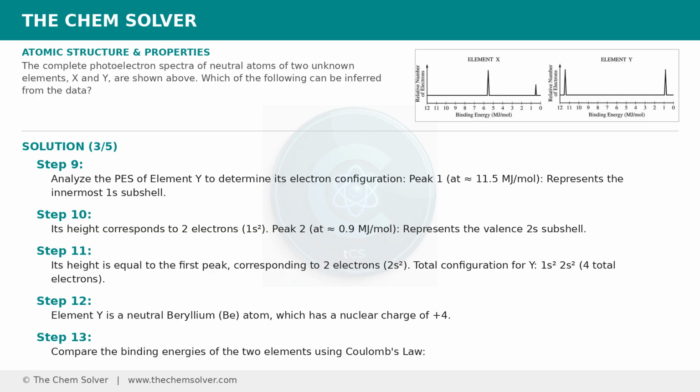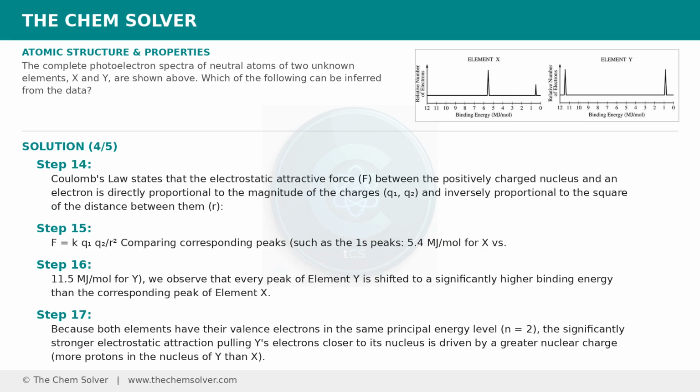Compare the binding energies of the two elements using Coulomb's law. Coulomb's law states that the electrostatic attractive force, F, between the positively charged nucleus and an electron is directly proportional to the magnitude of the charges, Q1, Q2, and inversely proportional to the square of the distance between them. F equals k Q1 Q2 over r².